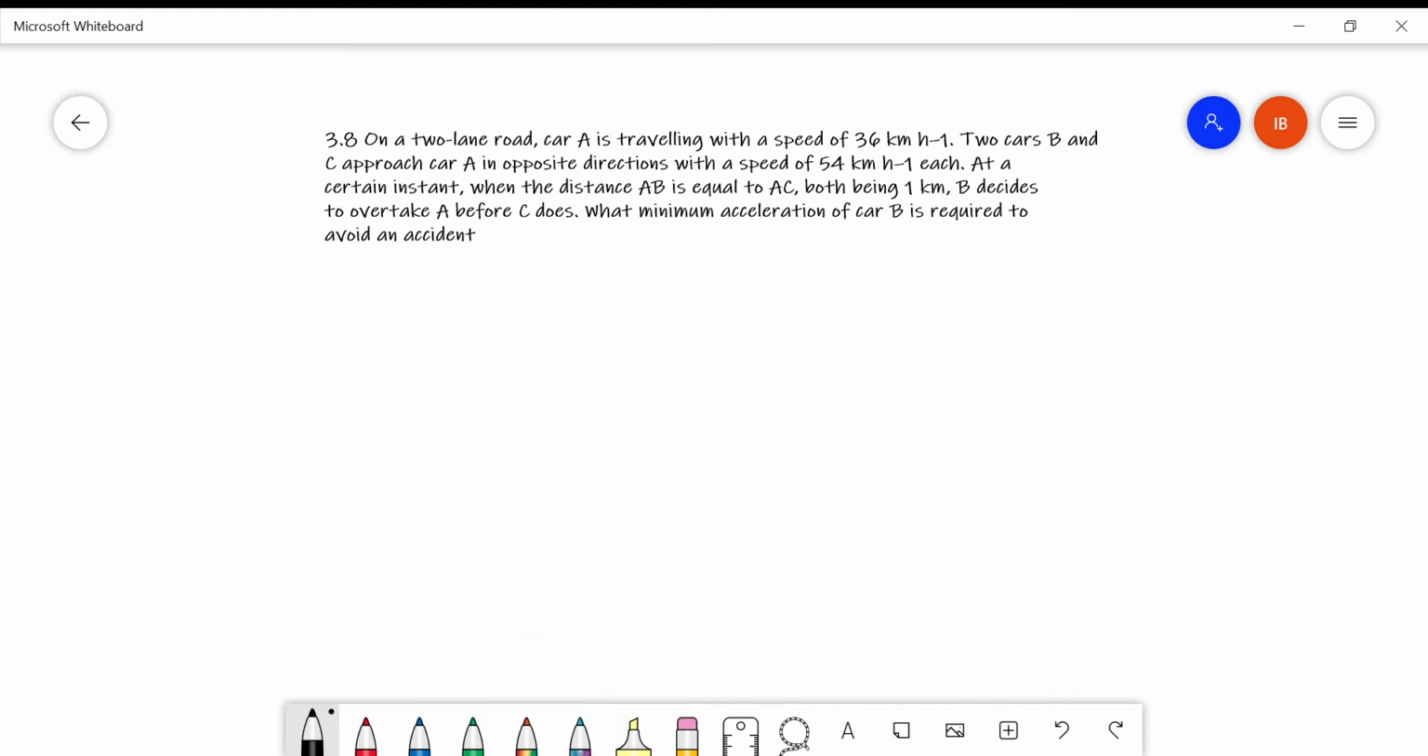So, for this question, we will first take the speed of car A. We can take that as UA, which is equal to 36 km per hour. To convert kilometer per hour to meter per second, we do 36 into 5 by 18, which is equal to 10 meter per second.